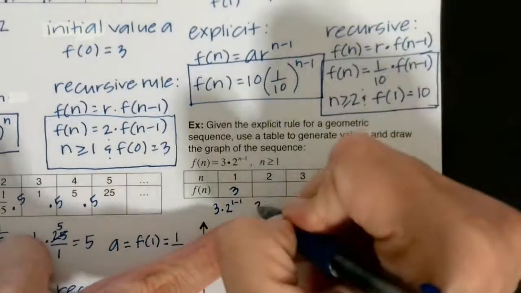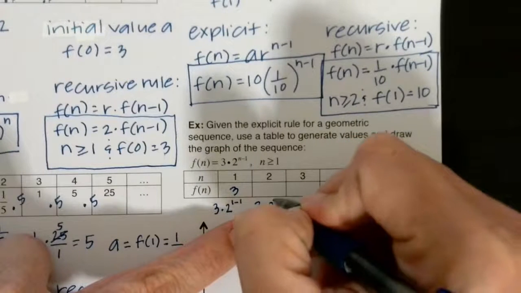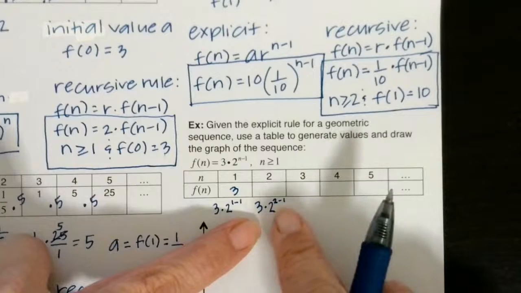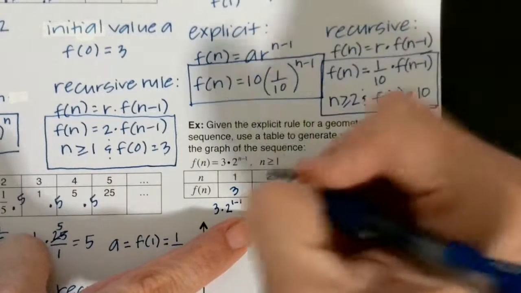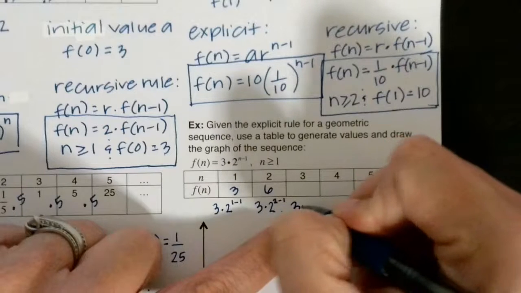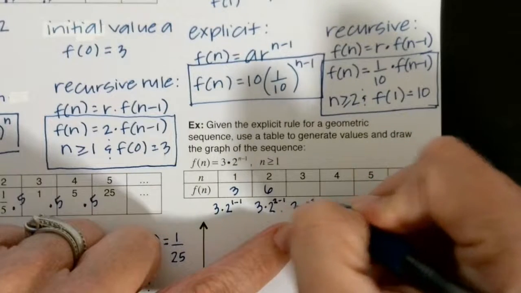Then we can go to our next one, 3 times 2 to the 2 minus 1. 2 minus 1 is 1. 2 to the first power is 2, times 3 is 6. Then we can go to our third one, 3 times 2 to the 3 minus 1.